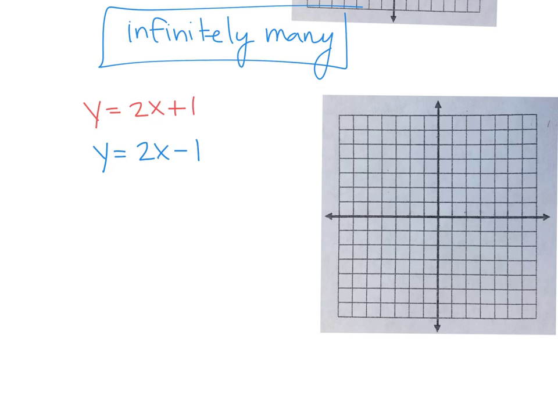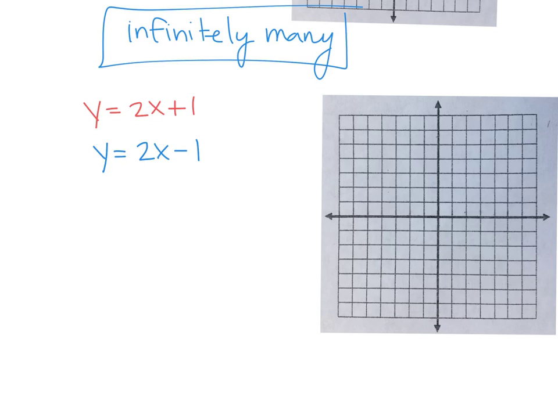y equals 2x plus 1, and y equals 2x minus 1. Want to know a trick? You should know your answer right now. Same slope. What has the same slope? 2. Parallel lines. They have different y-intercepts, but they have the same slope. So those are parallel lines.